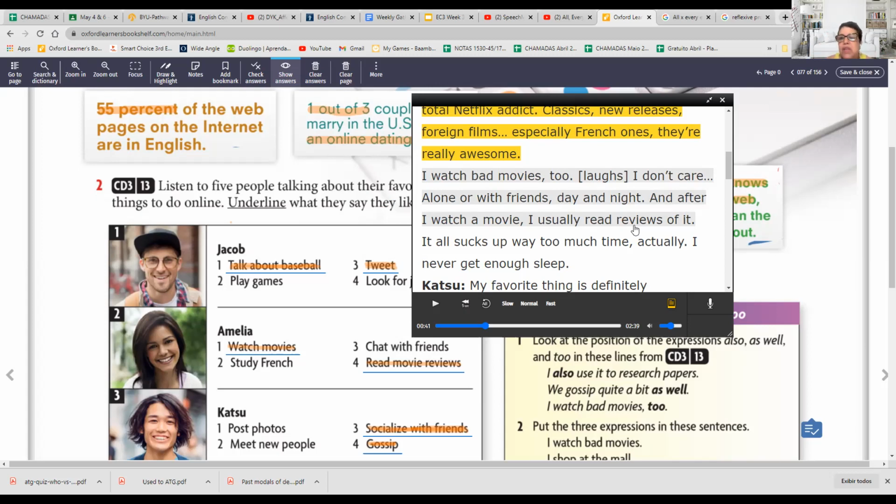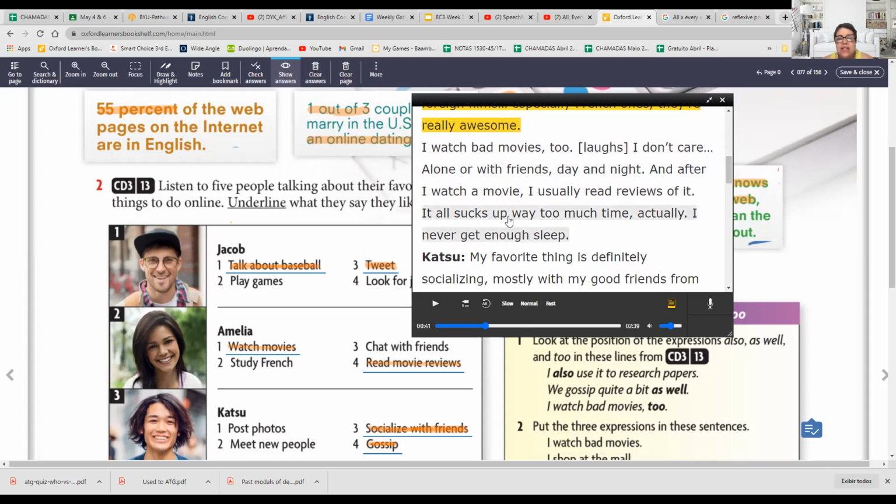Okay? So then she says that after she watches the movie, she reads the reviews. So she does the other way around. Instead of reading the reviews before, she wants to know the opinion of other people after she watches the movie, right? I don't do that, to be honest. I prefer to read the reviews and then watch the movie. And then she says, it all sucks up way too much time. Actually, I never get enough sleep.